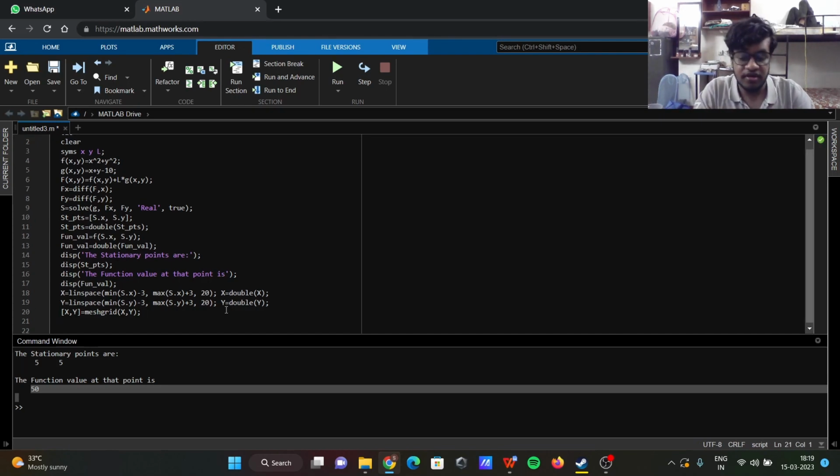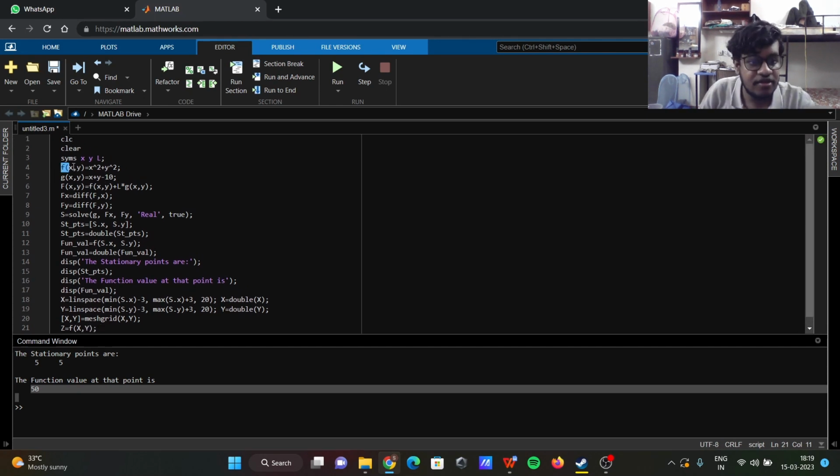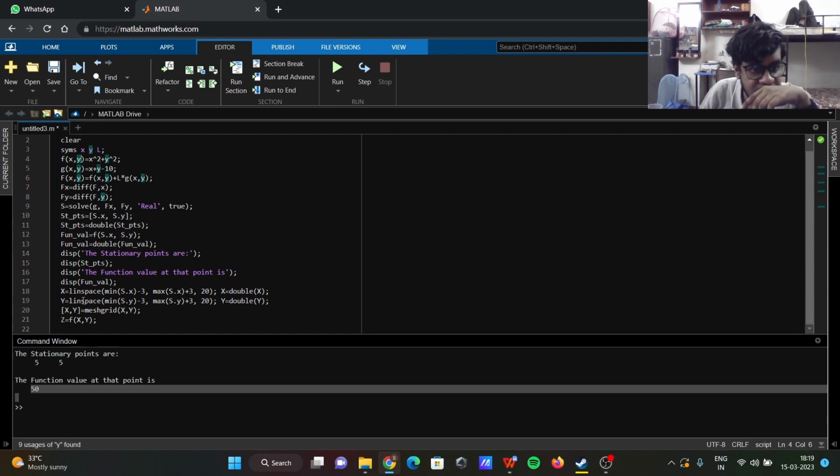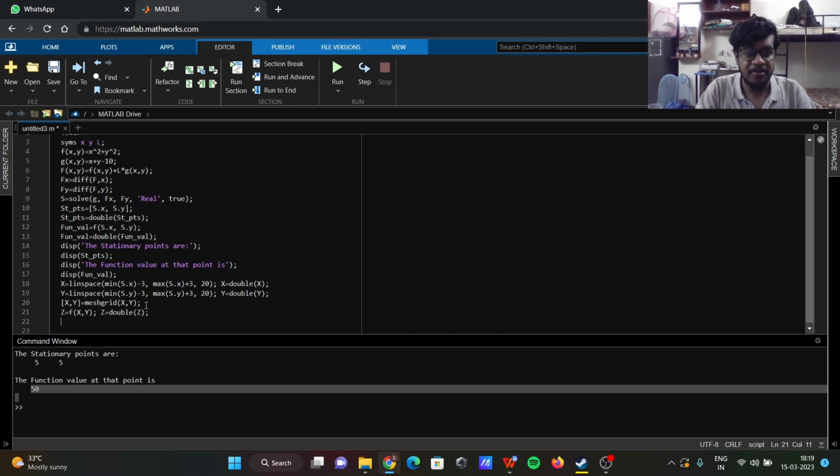Okay, so let's take a new function z equal to f of capital X comma capital Y. This means that we are defining z as the initial function, but instead of x comma y, it's now the linspace and meshgrid values, and z equals double z. You'll understand what I mean in just a few seconds. Now, surf X comma Y comma Z. Right. Run.